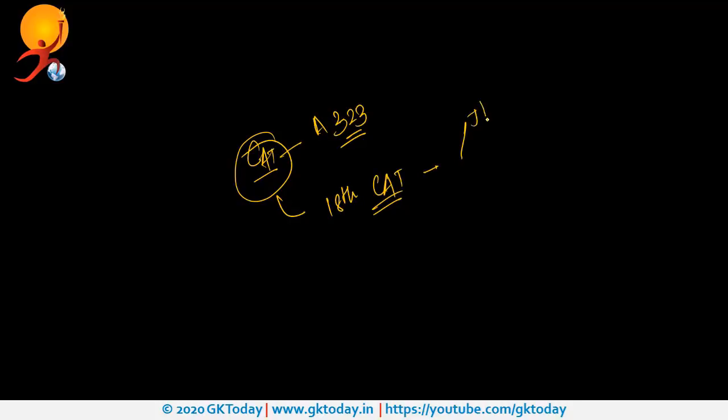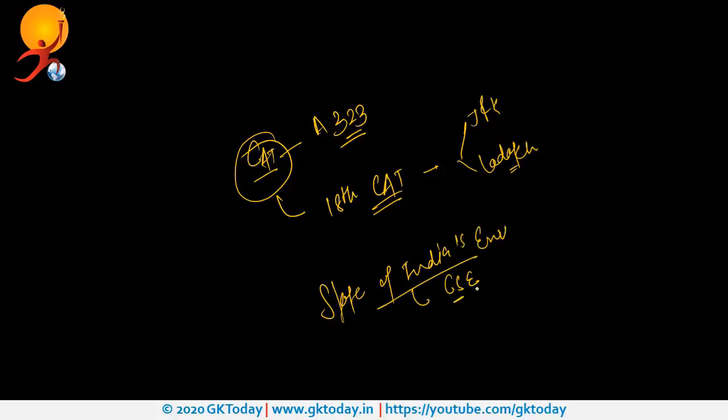Next is related to CAT. What is CAT? It is Central Administrative Tribunal, and as per Article 323, CAT is constituted. Recently CAT was in news because the 18th bench of CAT was recently inaugurated for Union Territories of Jammu and Kashmir and Union Territory of Ladakh. Next news is related to State of India's Environment Report. This report has been released by CSE, that is Center for Science and Environment, and this organization also publishes a magazine called Down to Earth.